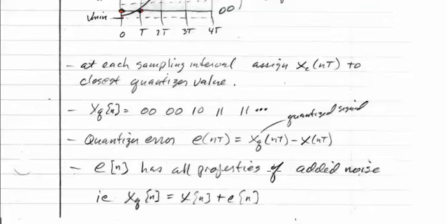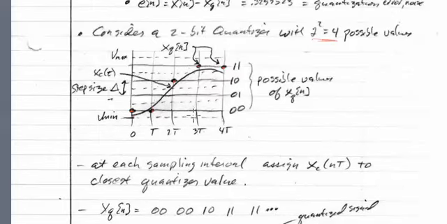This error has all the properties of added noise, and to show that, I'm going to rewrite this. X, the quantized x, is equal to the original x plus the error. So it looks like added noise. E is kind of a random thing, sometimes high, sometimes low. Okay, while I've got this figure on here, I wanted to point out something.